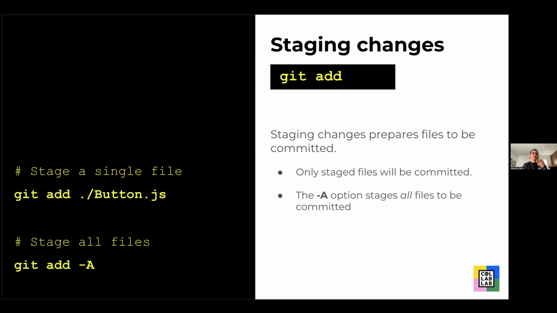I can also do git add dot, and it will add everything. If you are standing in the root of the project, it will add everything in the project. But if you are in a folder, it will add that folder and everything inside that folder. It's like recursive, right?